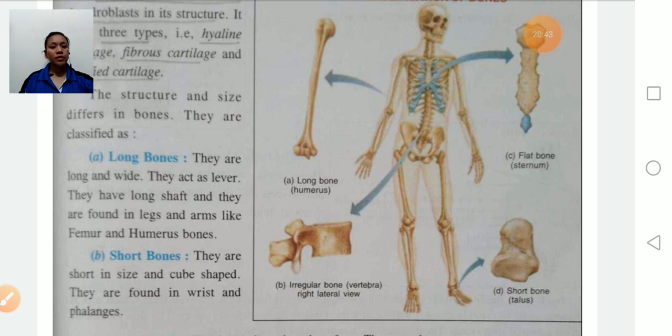Next is short bone. Short bone is short in size and cube in shape. They are found in ribs, phalanges.